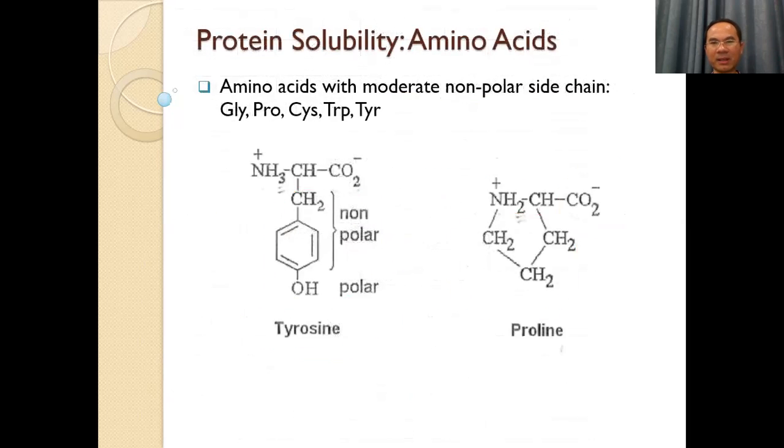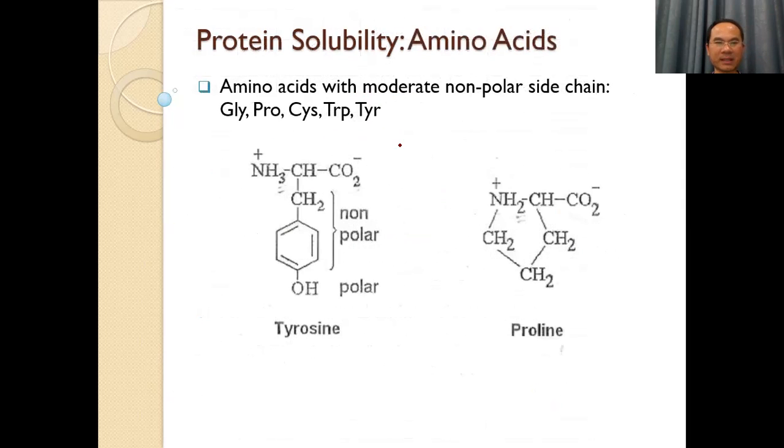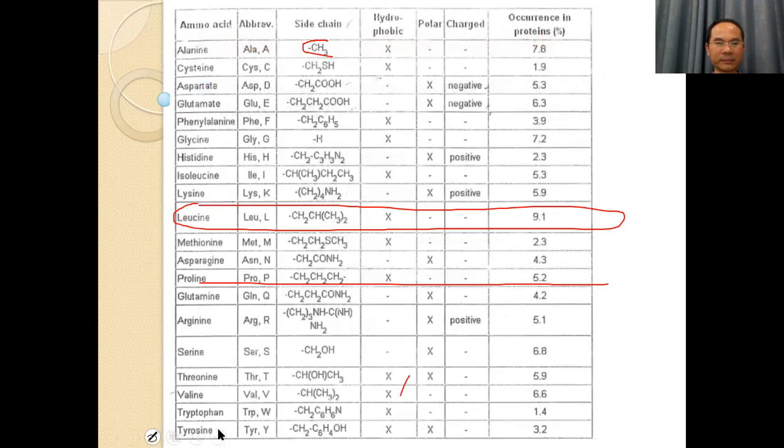How about amino acids with a polar side chain? We call this polar, moderately polar. There is a hydroxyl group, an OH group, something like this. The polar ones are serine and threonine. That's serine. Serine is not hydrophobic. It is a polar molecule, for example.